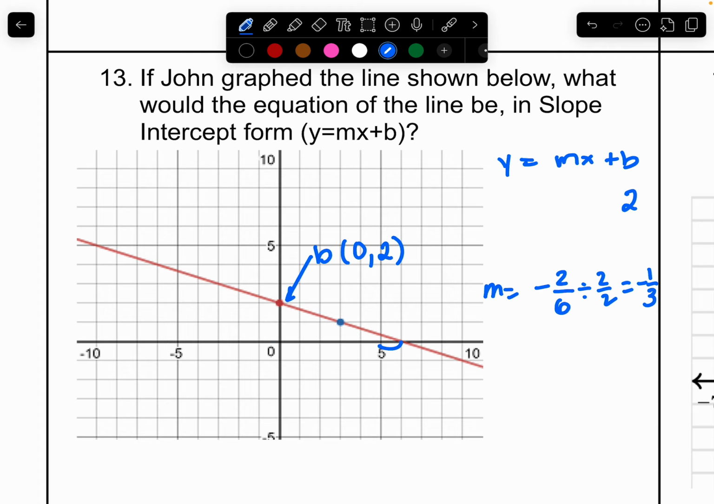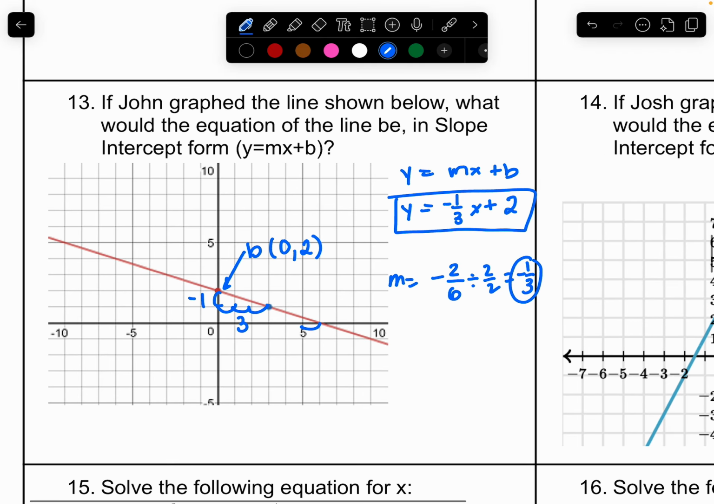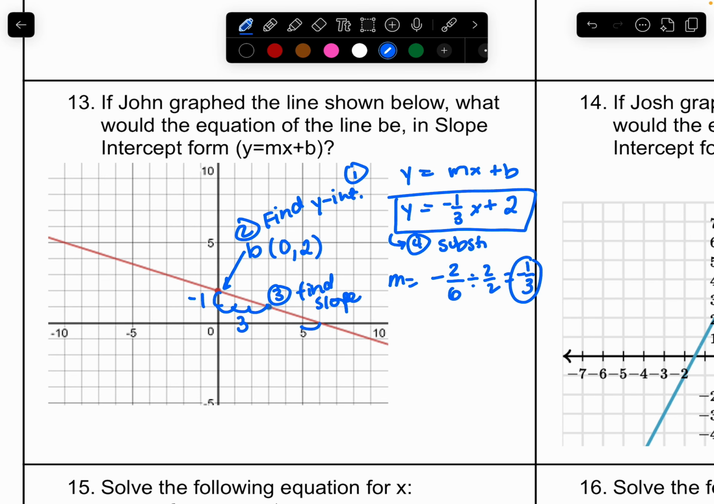Or if you did it this way, you go down 1 to the right 3 times, negative 1/3, which confirms it here. So let's plug it in, negative 1/3 x plus 2. So therefore, here's my equation. Just find your point, your b, your y-intercept, and then your slope. So first step, have the formula. Second step, find y-intercept. Third step, find slope. Fourth step, substitute.